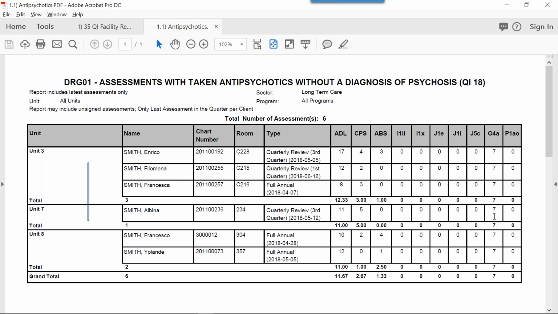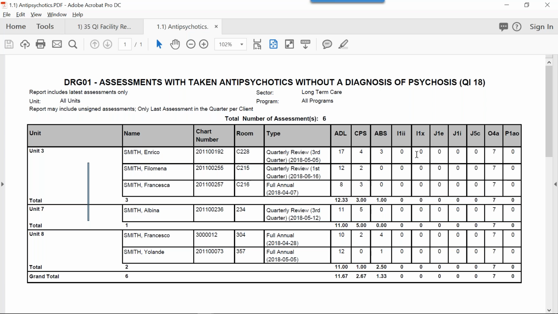We can see that all of them are getting 7 days of antipsychotics. And none of these people are in a palliative program. Okay, so that's what P1A0 is. It shows palliative. And J5C here is end-stage disease. So they're not end-stage disease. They're not palliative. Okay, delusions and hallucinations are not factors.